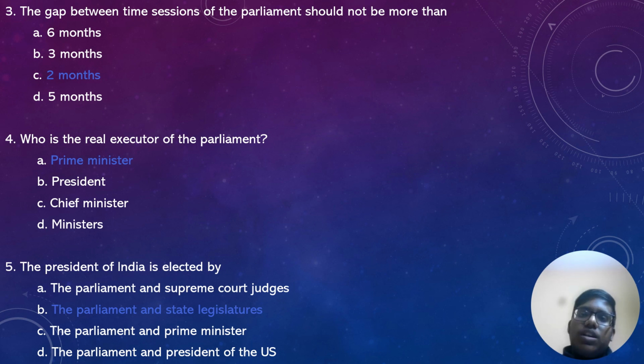The President of India is elected by the Parliament and Supreme Court judges, the Parliament and state legislatures, the Parliament and the Prime Minister, or the Parliament and the President of the United States. And the answer is the Parliament and State Legislature.